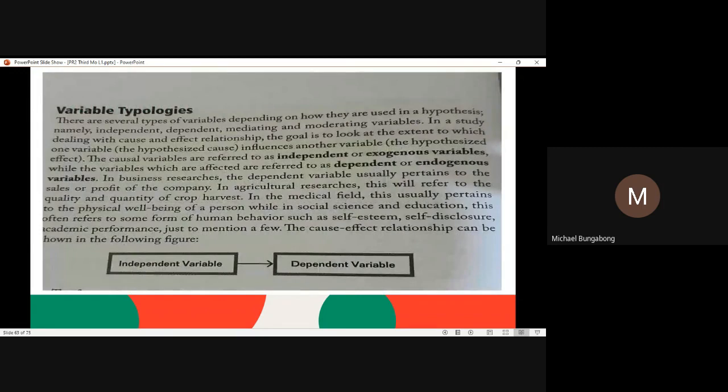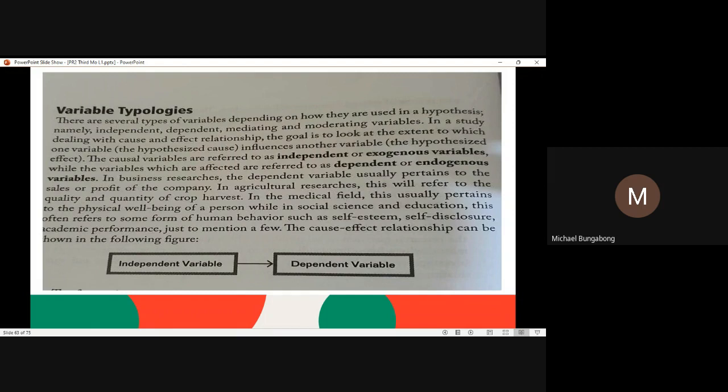so these are the variable typologies. Remember yesterday we talked about this one, but I want to highlight the important ones for the sake of review. So there are several types of variables depending on how they're used in a hypothesis, right? We do have the independent, dependent, mediating, and moderating variables.